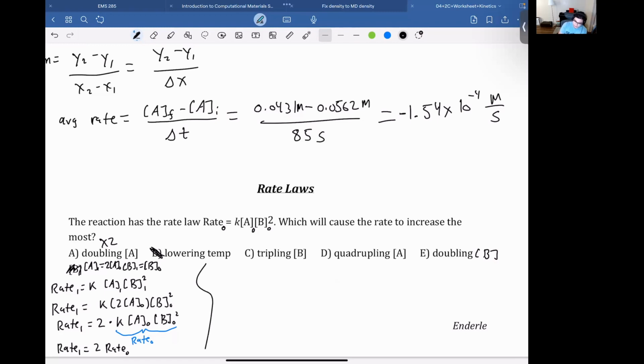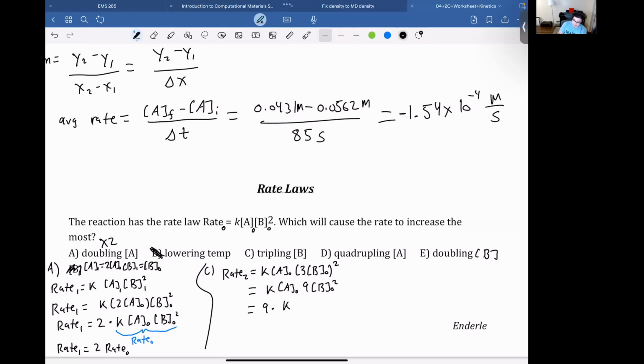Tripling B, you can do the same thing here. This one was for A, this one is for C. I'm not going to write it all out explicitly this time. I'll call this rate 2. You have K. We keep A the same. For B, if you're doing it 3 times the initial concentration, you're squaring it. Make sure you put the square with the B. Otherwise, you're going to get the wrong answer if you do not do that. Right? Because you have to square the 3 and the concentration.